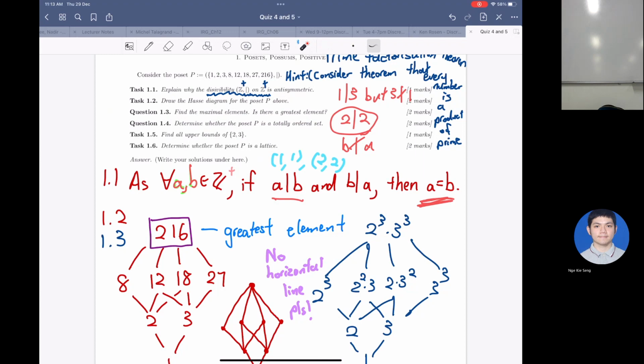I think this is the way how the textbook asks. So also follow the textbook. You also need to give what's the greatest element, okay? To say that you have the greatest element.